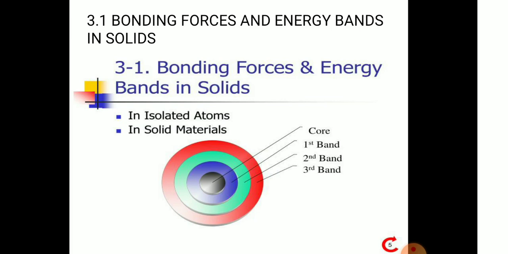We know the nucleus consists of protons and neutrons, and the electrons revolve around the nucleus in orbits like K, L, M orbits. That is nothing but band 1, band 2 and band 3. So this is our core.